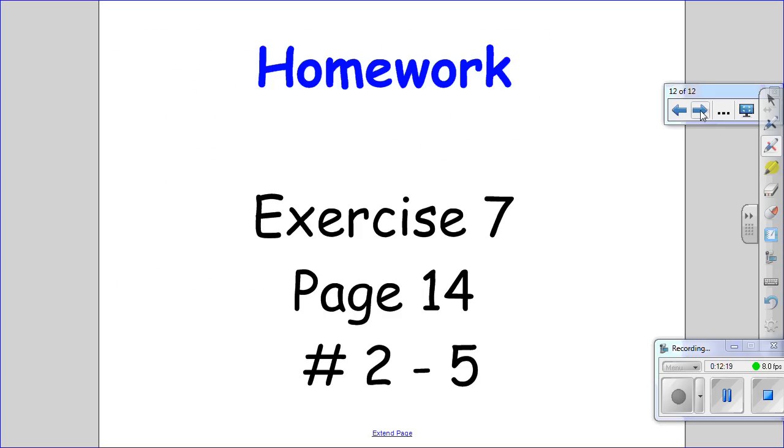And just a couple quick questions to try. Exercise 7, page 14, number 2 to 5.